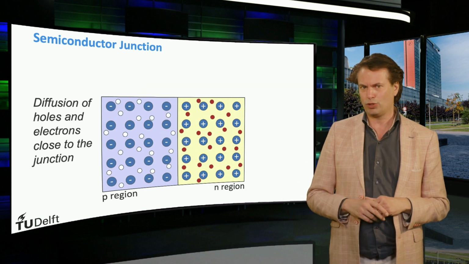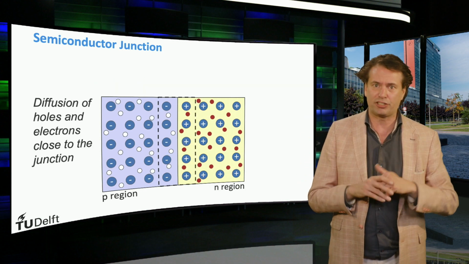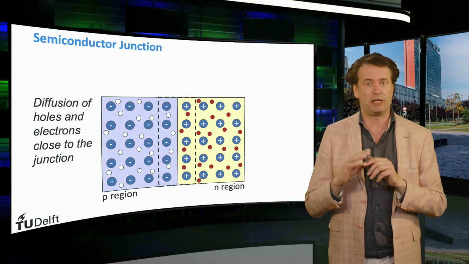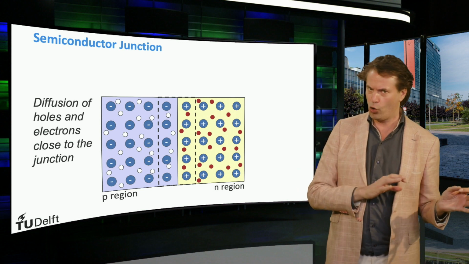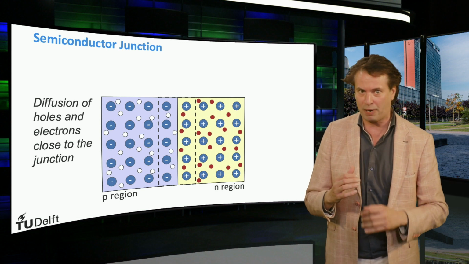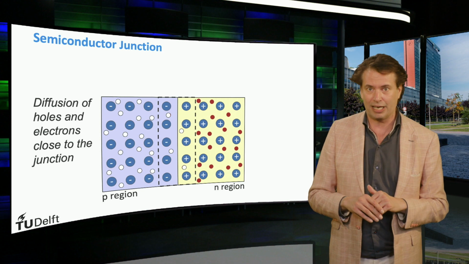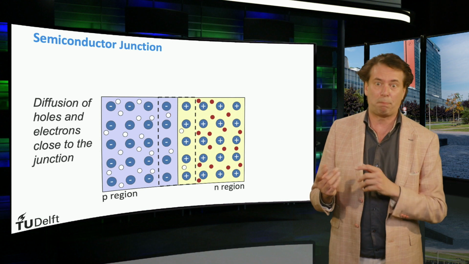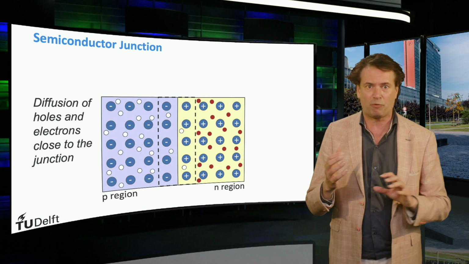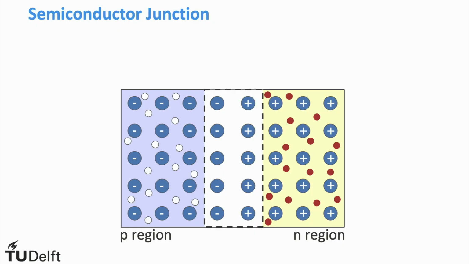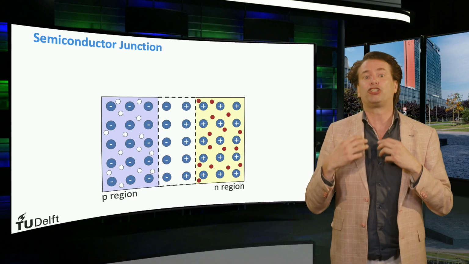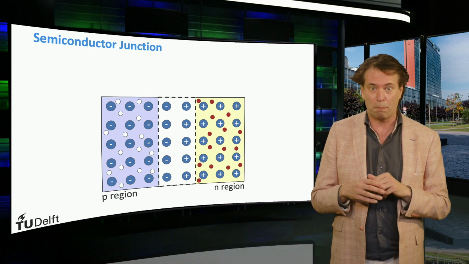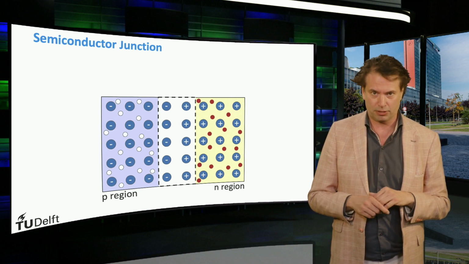At the interface region, some holes will diffuse to the N region and some electrons will diffuse to the P region. As the diffusion length of holes in the N-type is short, they will soon recombine with one of the majority electrons. The same is valid for the electrons. As the diffusion length of the electrons in the P-type is short, they will soon recombine with one of the majority holes. As a result, there is a small region around the PN interface in which all charge carriers are wiped out. In this region, the only charges present are the charges related to the background donor and acceptor atoms.